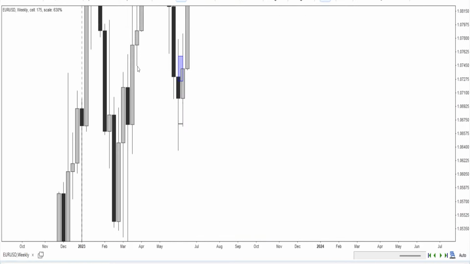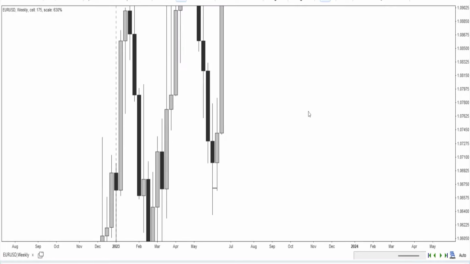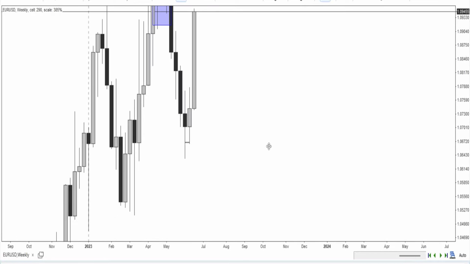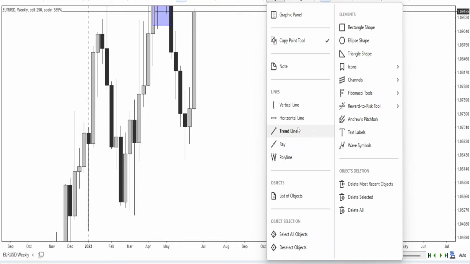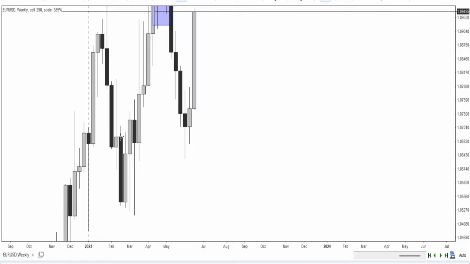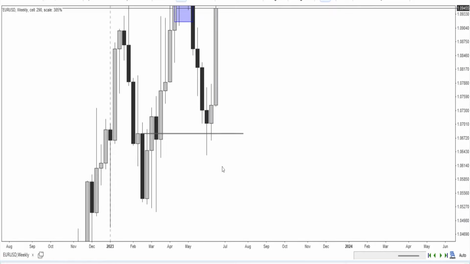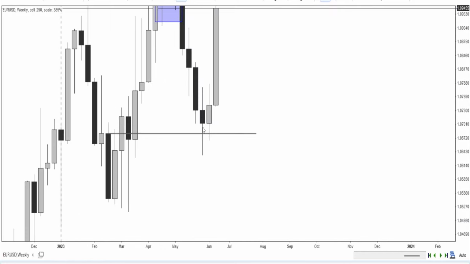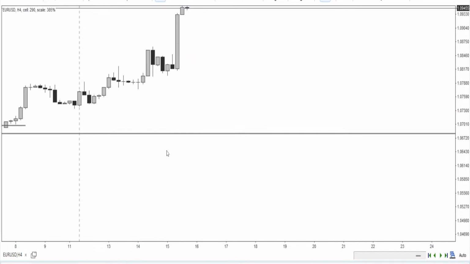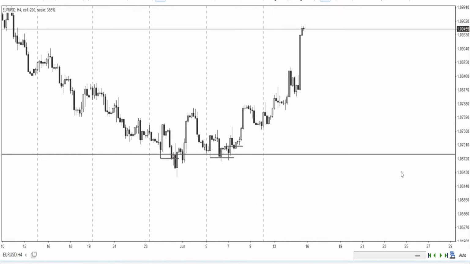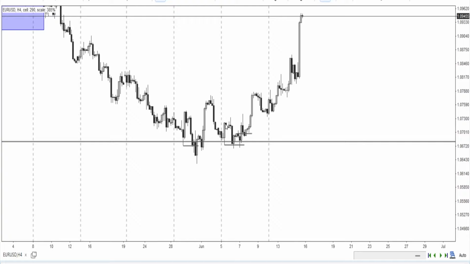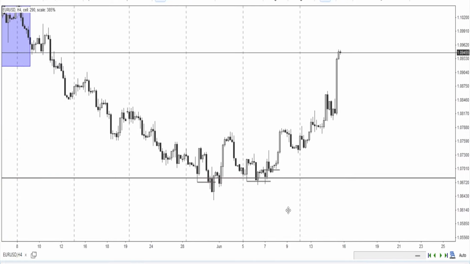Zooming back into the weekly, you can see that weekly candles have respected this order block level. You can see in each weekly candle, there will be multiple 4-hour candles. In this weekly candle, there will be multiple 4-hour candles. This is how it looks from the 4-hour time frame. I hope you found some value in this backtest.